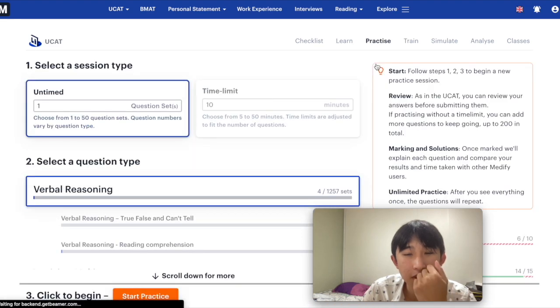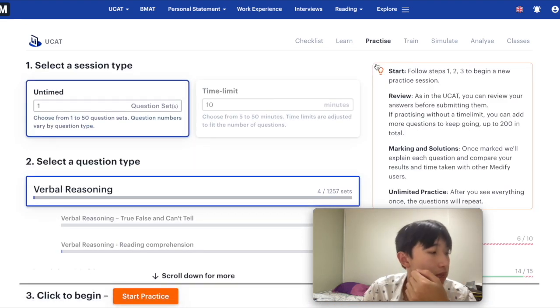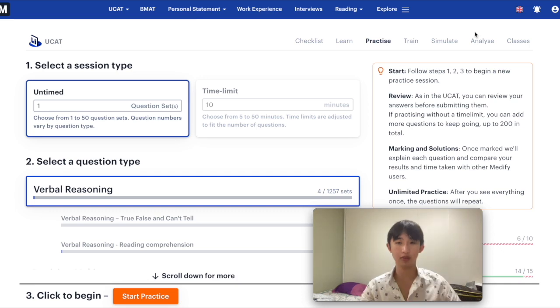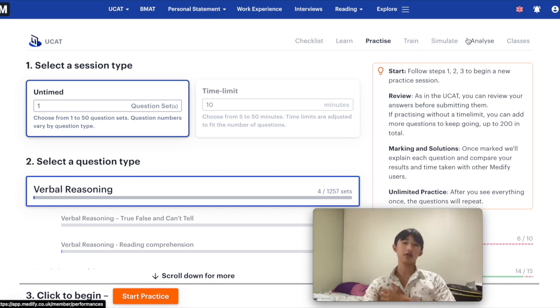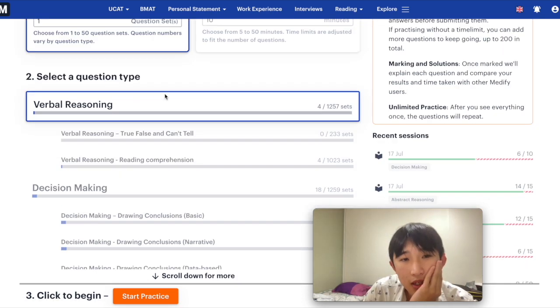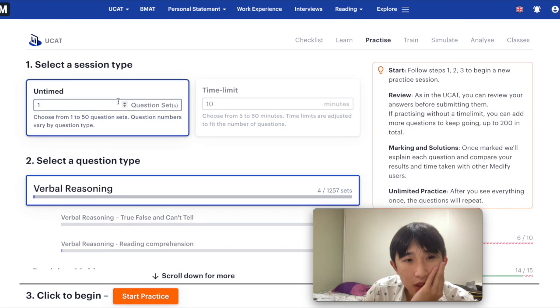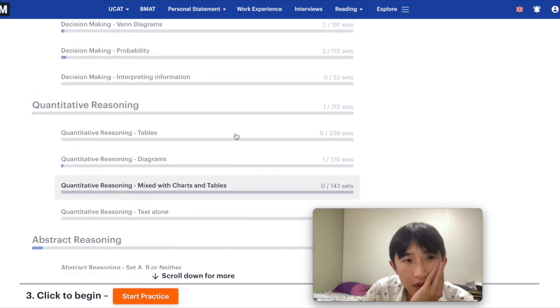And then we'll do some DM, and then we'll do some abstract reasoning. So for an hour, I'll do an hour. It's 9:32 p.m. right now, so I've got an hour or so until my night time. So let's do five quantitative reasoning.